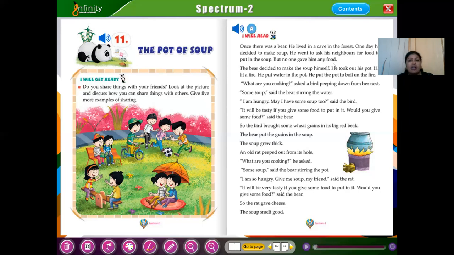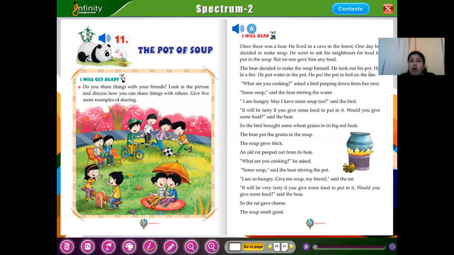Okay, do you understand? Once there was a bear. The bear lived in a cave in the forest. So once he decided to make a soup. To make soup, it needs some vegetables or some grains or some meat. So he went and asked his neighbors for food, but no one has given any food. The bear decided to make the soup himself.